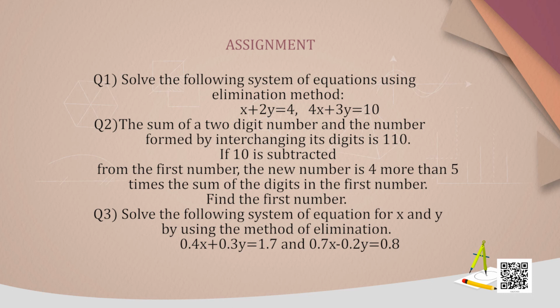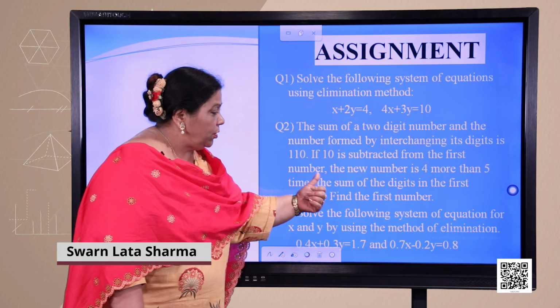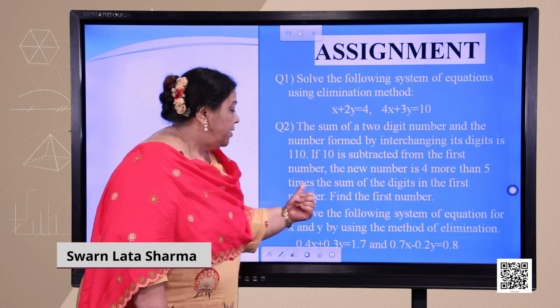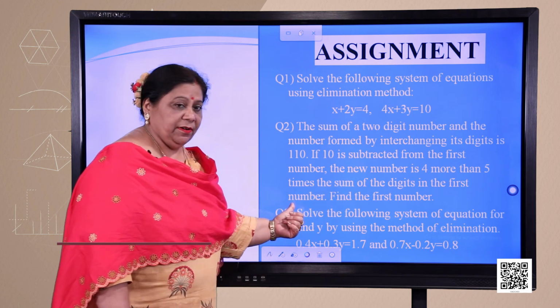Question number 1, solve the following system of equations using elimination method. Equations are x plus 2y is equal to 4 and 4x plus 3y is equal to 10. The second question, the sum of a 2-digit number and the number formed by interchanging its digits is 110. If 10 is subtracted from the first number, the new number is 4 more than 5 times the sum of the digits in the first number.